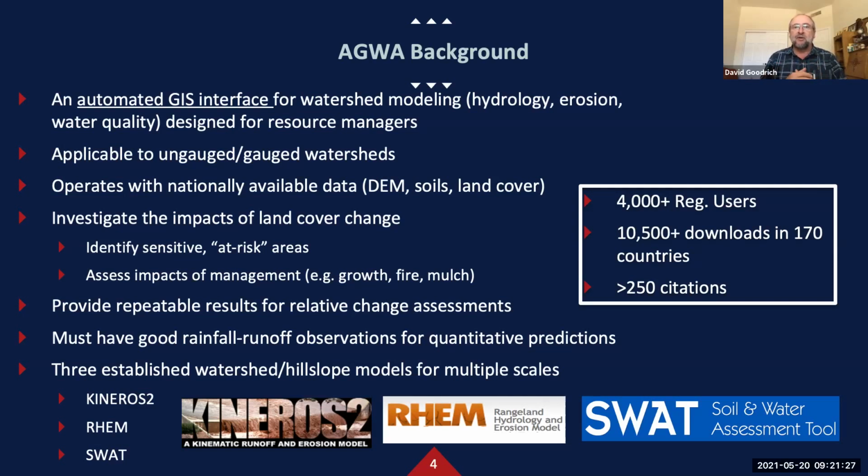We still have to do a model calibration. And there's three well-established models underneath the AGWA umbrella. KINEROS2, RHEM, which is the Rangeland Hydrology and Erosion Model, and that's a hillslope model embedded in KINEROS. And then SWAT, that's also a very widely used model developed by the ARS group in Temple, Texas.